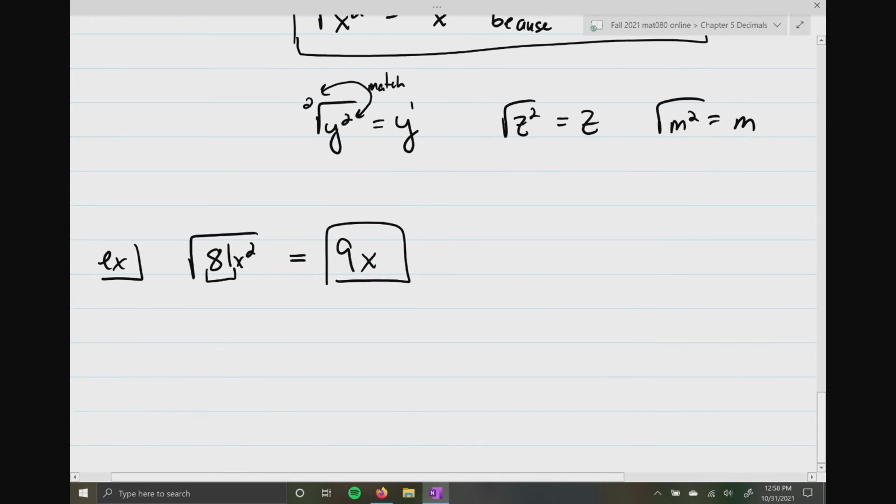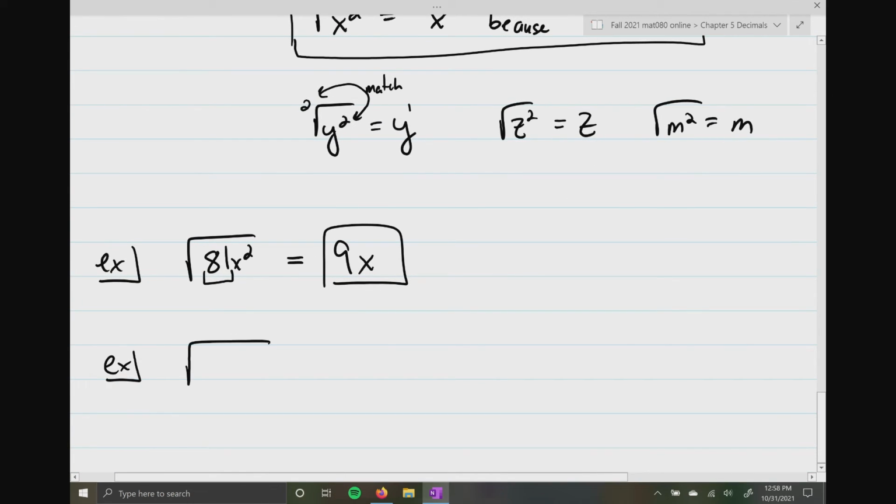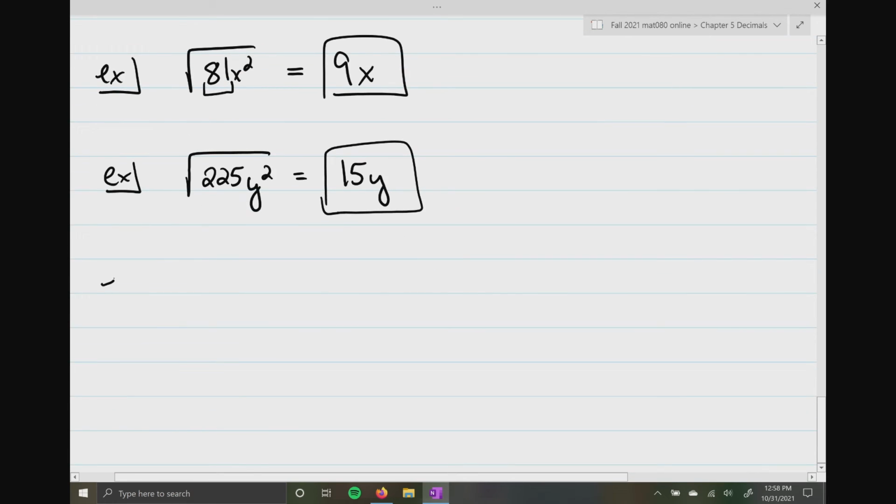Okay? I could do another example here. I'll do one that we haven't seen yet. 225. So this is the square root of 225 times y squared. Now, the square root of 225 is 15. And the square root of y squared is going to be y. So this is just going to be 15y. Okay? I could try to trick you a little bit. No, I don't want to say trick, but I can make you think about this.